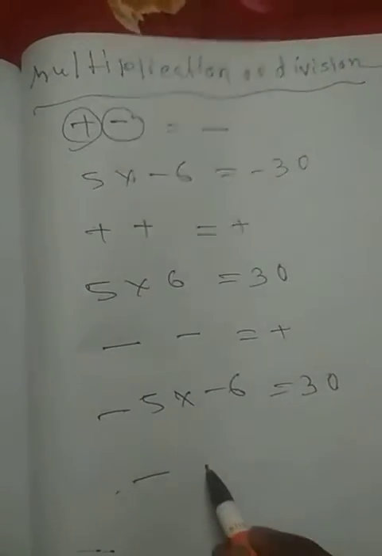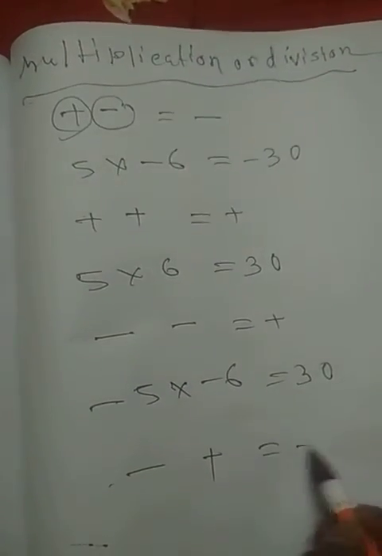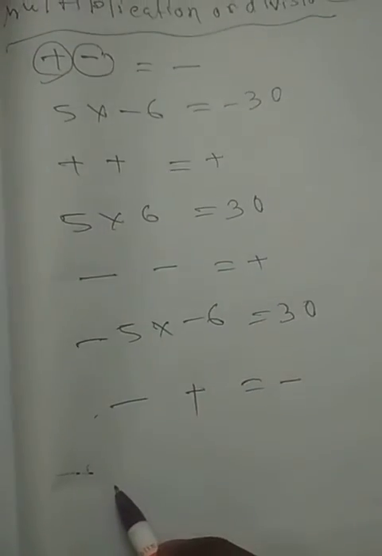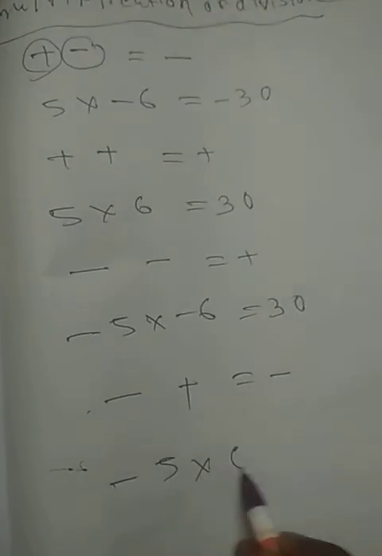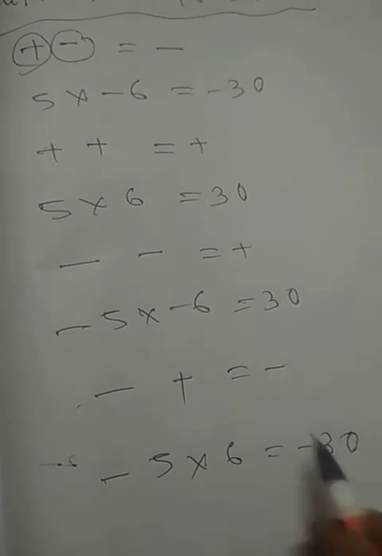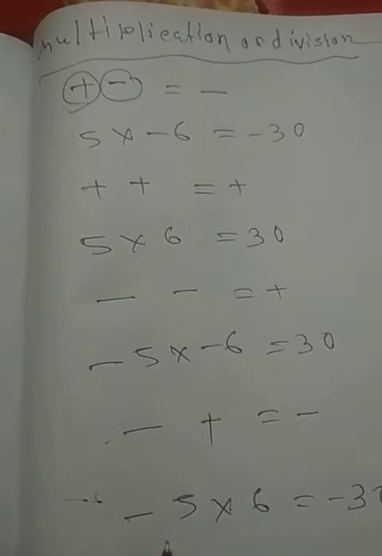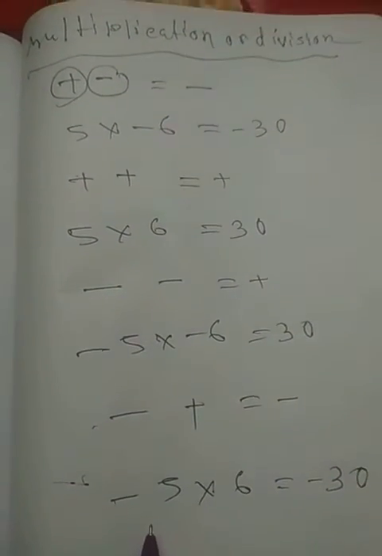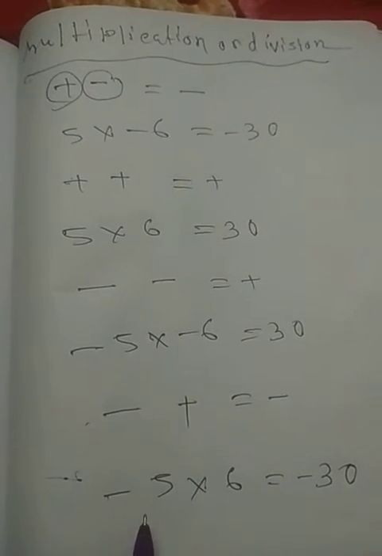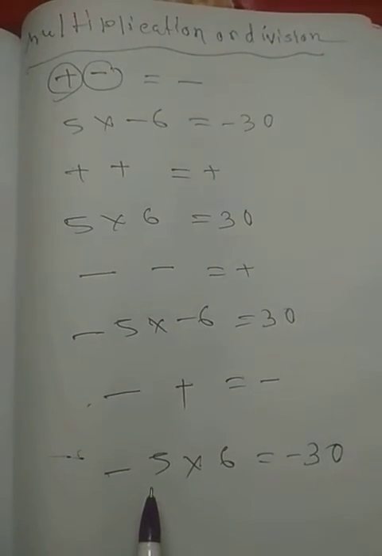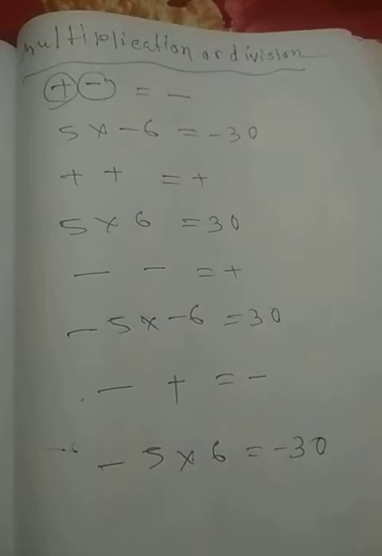If one is minus and another one is plus, the resultant will be minus. Like minus 5 into plus 6 equals minus 30. And the same thing is followed in division also. This sign change is also followed in case of division.